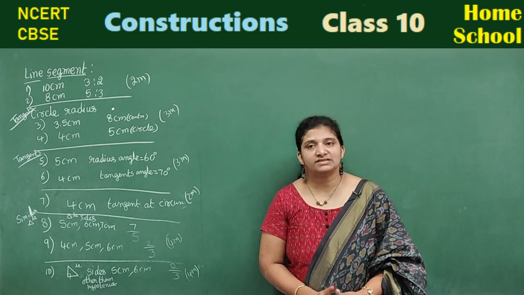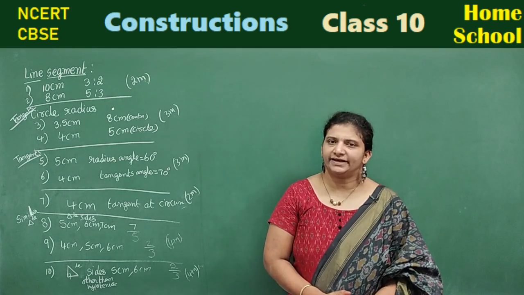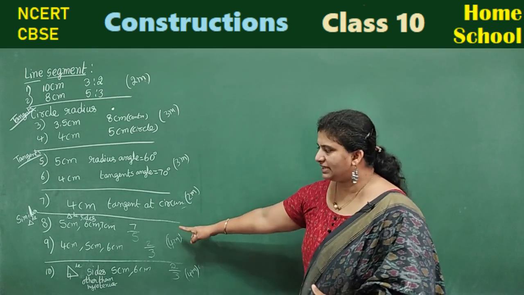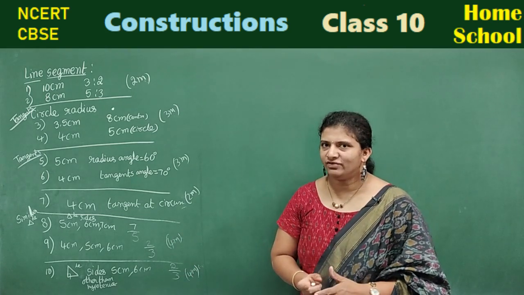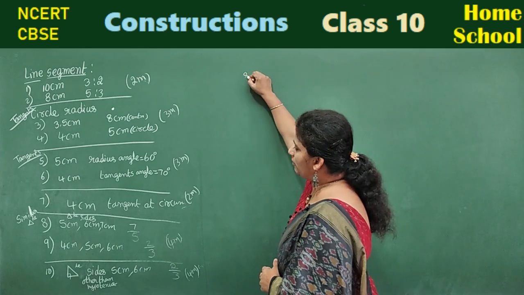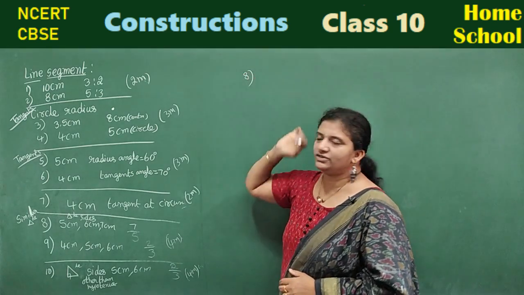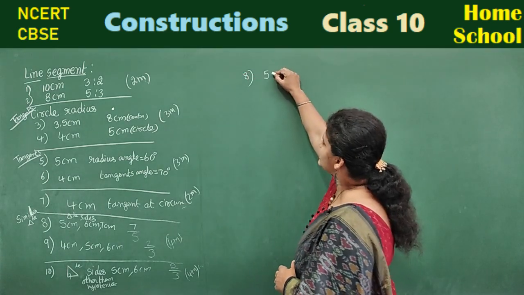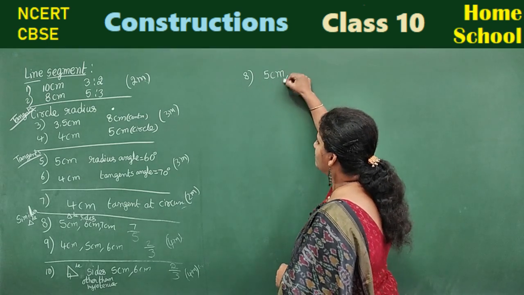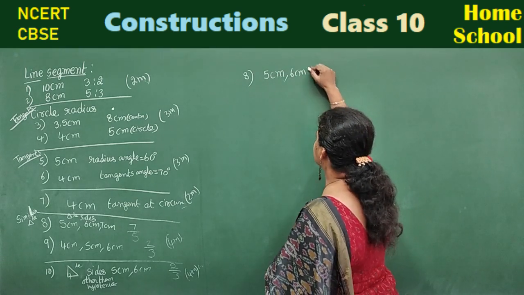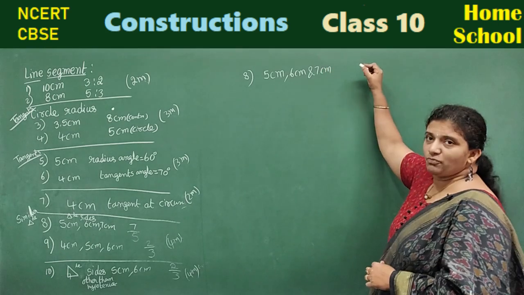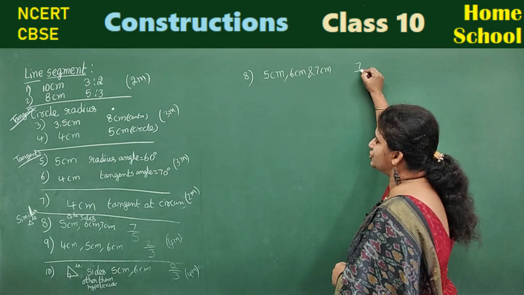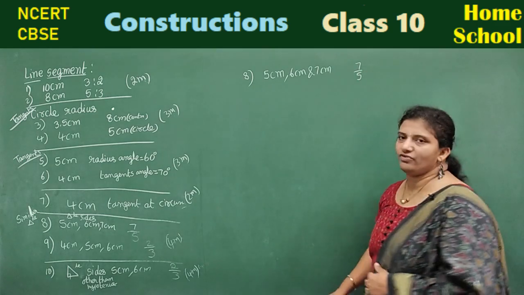Next, let's discuss the 4 marks variety of problems. You can see here 8, 9, 10. These 3 varieties may come for 4 marks. 8th problem. Draw a similar triangle. The given sides of a triangle are 5 centimeters, 6 centimeters and 7 centimeters. Draw a corresponding triangle in the ratio 7:5.